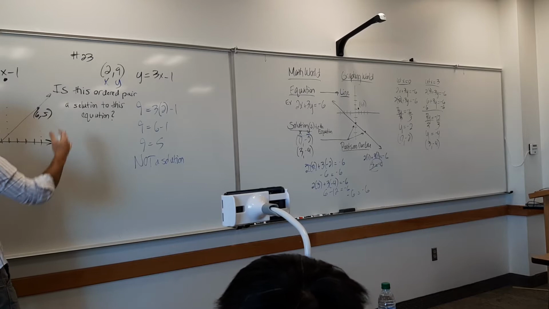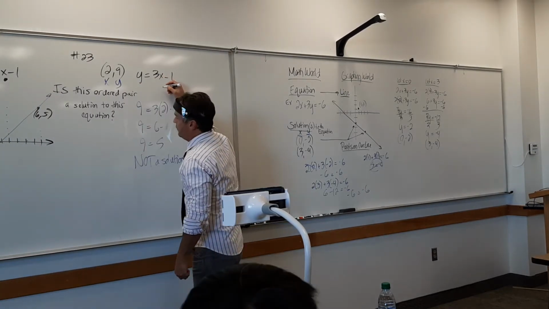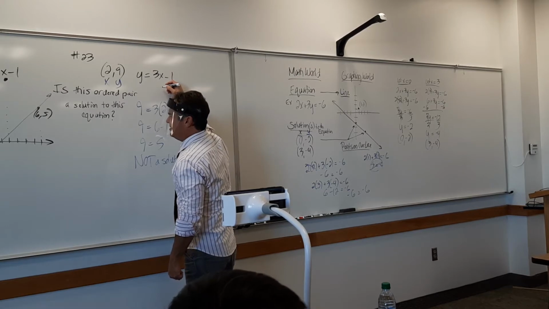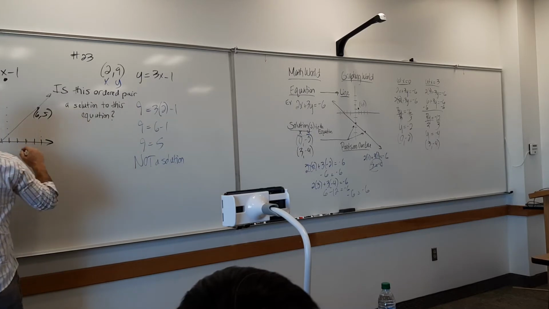Is (6, 5) a solution to this equation? Well, we come back here. Where there is an x, I think it should be (2, 5). Oh, yeah, sorry, my bad.